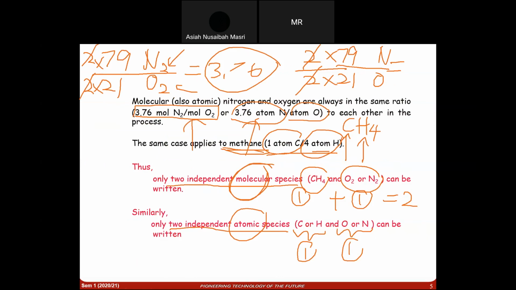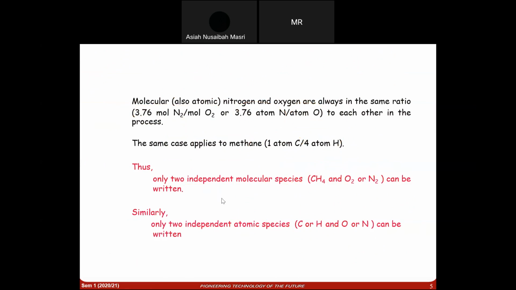So we have only two independent molecular species, so two balances can be written, and only two independent atomic species. So in the end, you can write two independent balances. So we can only choose one for this couple and choose one for this couple. So this represents the equation and also the independent species.